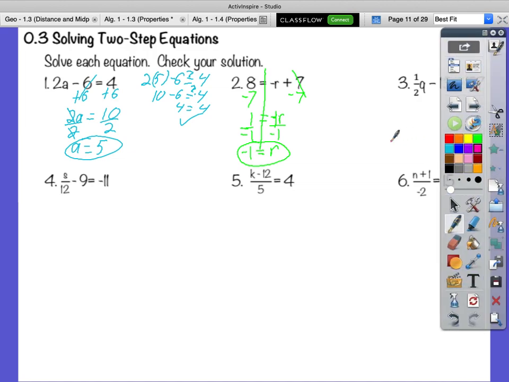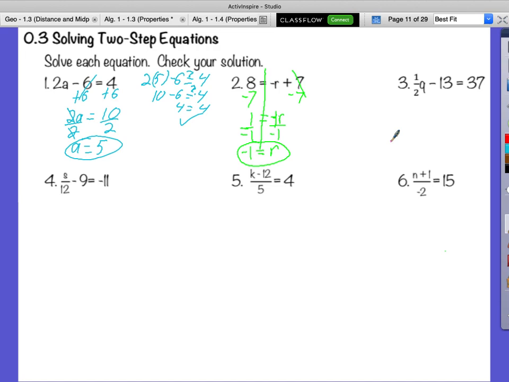Okay, so 1/2 Q minus 13 is equal to 37. Our first step is going to be get rid of the subtraction, just like we did on the first 2 problems. Let's add 13 to both sides of this equation. Negative 13 plus 13 is 0. 1/2 Q is now equal to, what's 37 plus 13? That was 50. Very good.